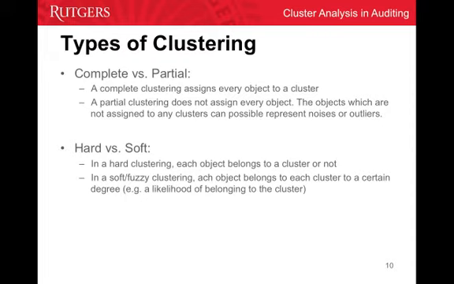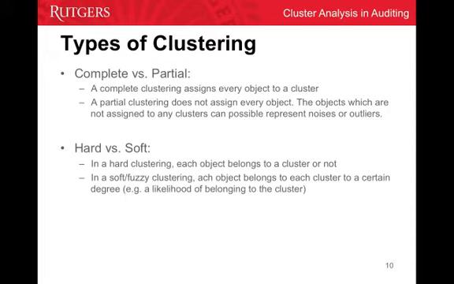There are also other types of clustering, like complete and partial clustering. A complete clustering assigns every object to a cluster, while a partial clustering doesn't assign every object. Usually the objects which are not assigned to any cluster can possibly represent noise or outliers. When we discussed the density-based cluster, the outliers between those two groups of points are not assigned to any cluster, so it's a partial clustering.